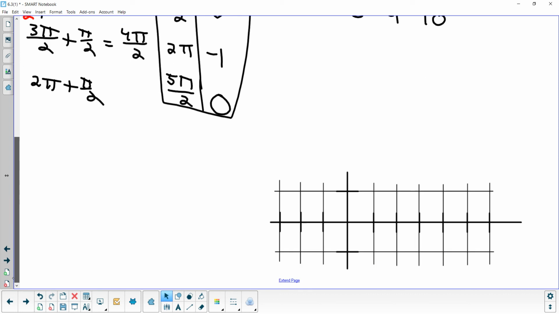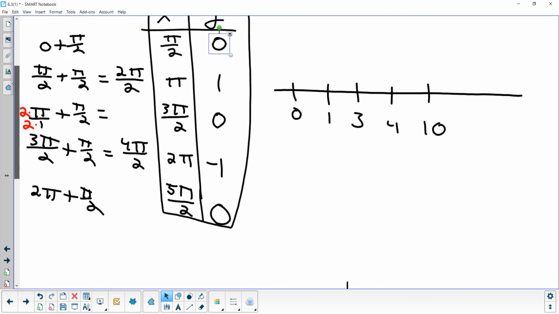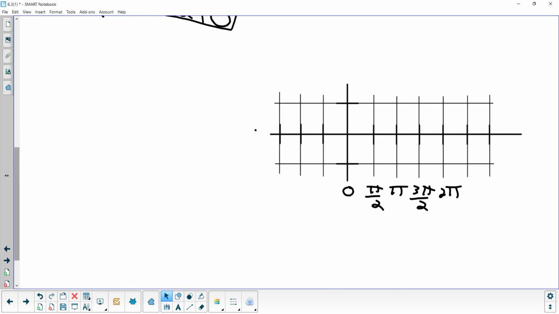So if I was doing it in degrees, this would be 0, 90, 180, 270, 360. It's a lot easier to use those as my labels than 0, 1, 2, 3, 4, 5. We don't want to do it like that. It's okay on the y-axis to go by ones. I think that's fine. And now we're just going to plot the points from that table on that graph.